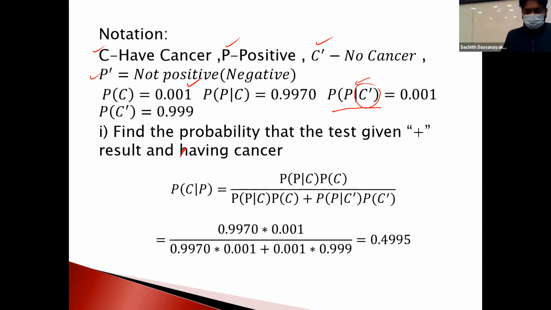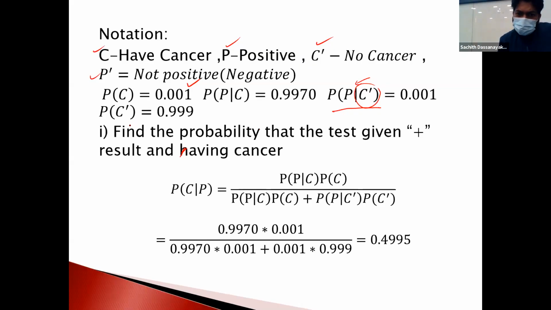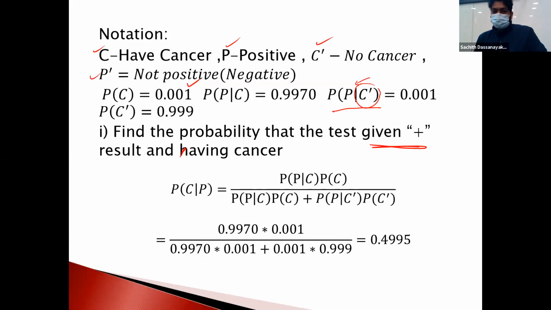So they ask for the probability that the test given positive, always these two, given something, which means always after this line. So given positive, having cancer: the probability of having cancer given positive. So you need to find this.